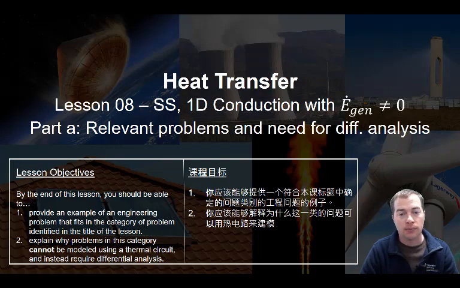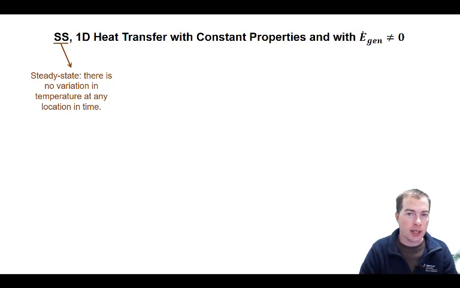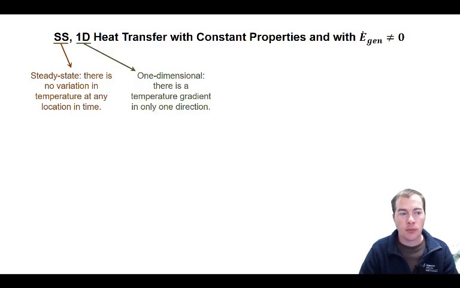On with the lesson. Let's briefly review what it means to be steady state, one-dimensional, have constant properties, and have a non-zero thermal energy generation. In steady-state problems, there is no variation in temperature at any location in time. This is the definition of steady state. In a one-dimensional problem, there is a temperature gradient in only one direction.